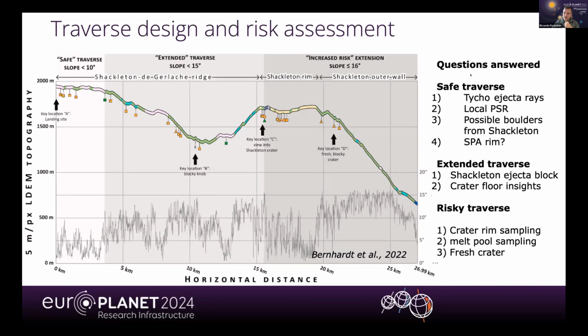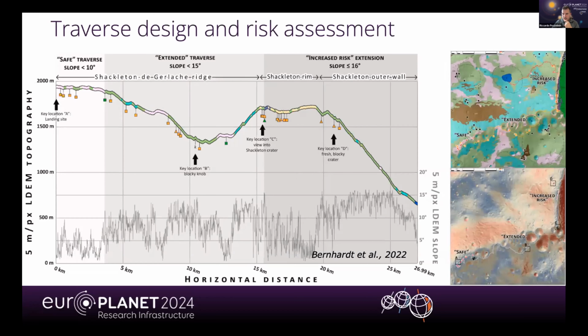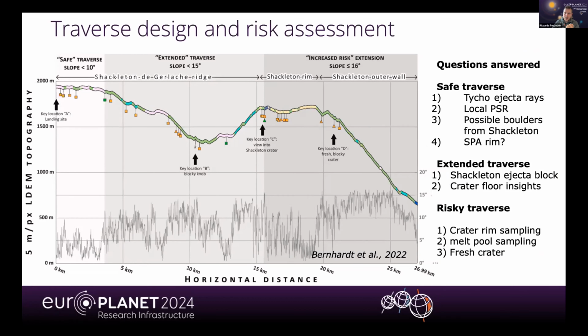And so you can answer different questions, of course. In the safe traverse, you can see some ejecta rays. You can have a look at local permanently shadowed areas. If we go back here, you can peek inside some craters, very, very small ones, which are permanently in shadow as well. You can see possible boulders from Shackleton rim, so ejected from the interior to the outside, and maybe a larger rim of the South Pole-Aitken Basin.